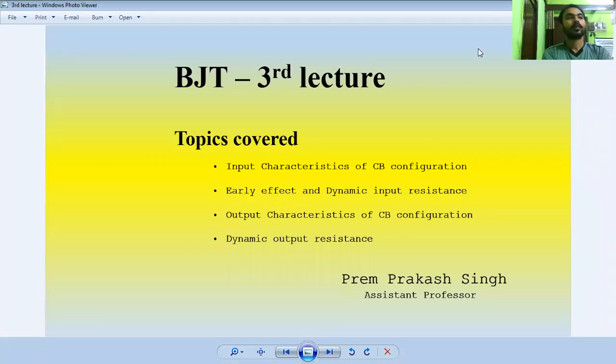Welcome, you all. In the last class, we studied the configurations of the transistor: the common base configuration, common emitter configuration, and common collector configuration, and then the working of the common base configuration. Now, in this third lecture, we'll discuss the input characteristic curve, early effect, and dynamic input resistance, output characteristic curve, and then dynamic output resistance.